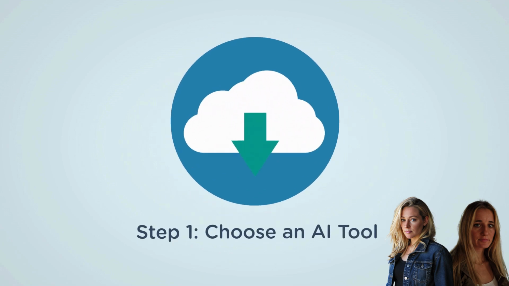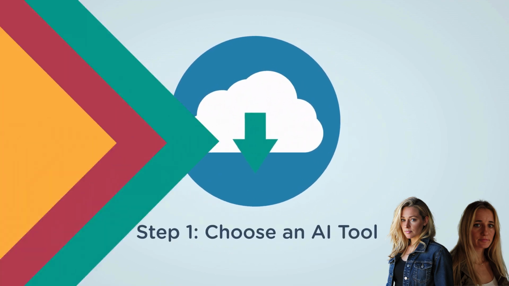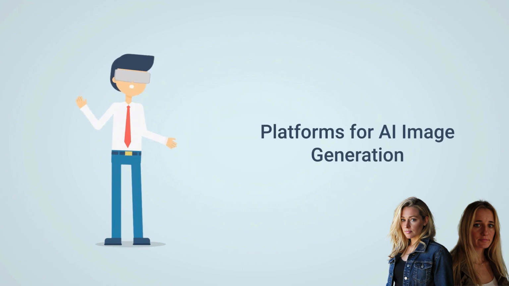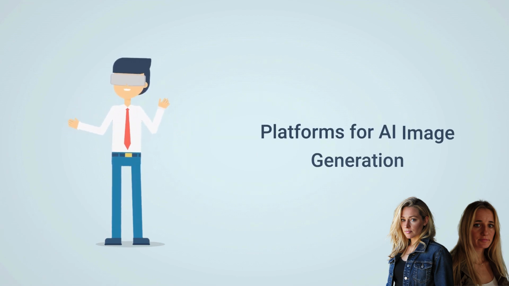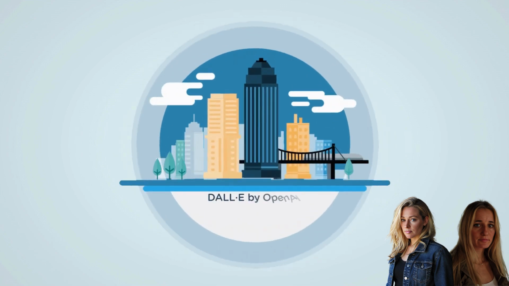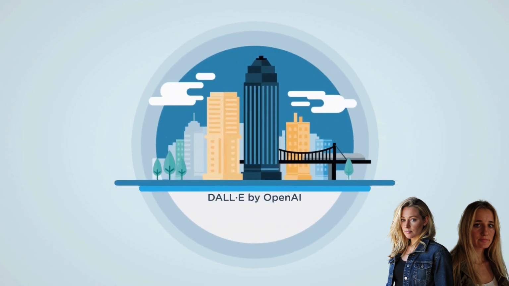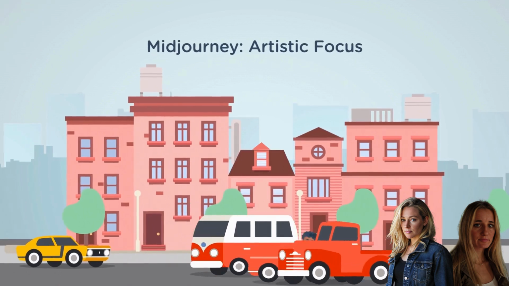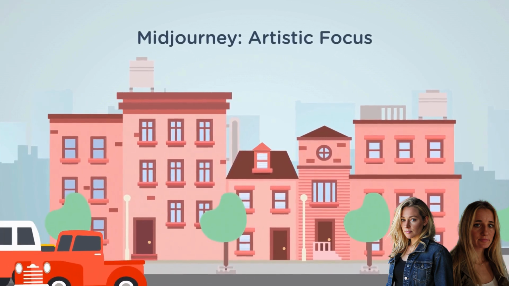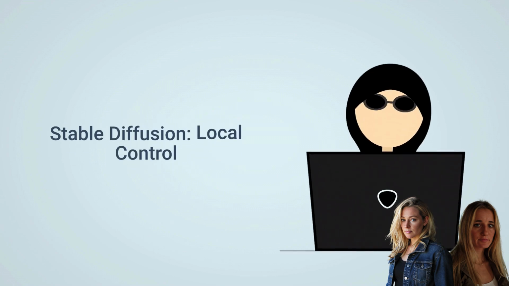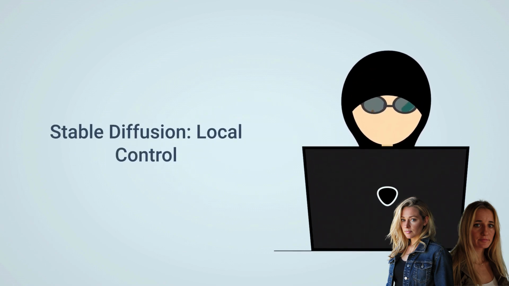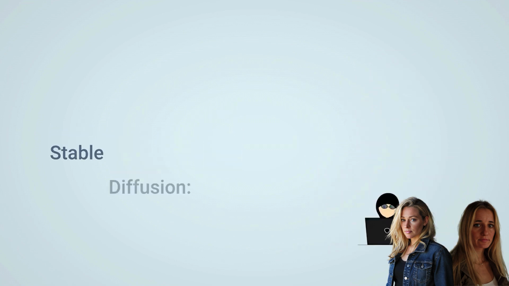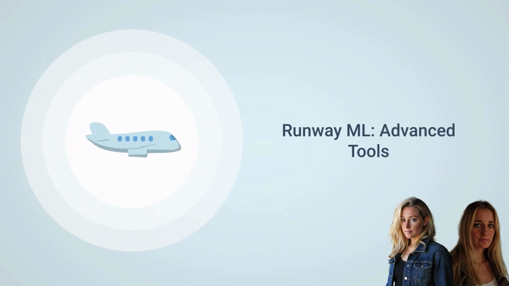1. Choose an AI image generation tool. There are several platforms that allow users to generate realistic images using AI. OpenAI creates highly detailed and realistic AI-generated images. Midjourney focuses on artistic and photorealistic image creation. Stable Diffusion, an open-source AI model that can be run locally for more control. Runway ML provides advanced AI tools for creative image generation.